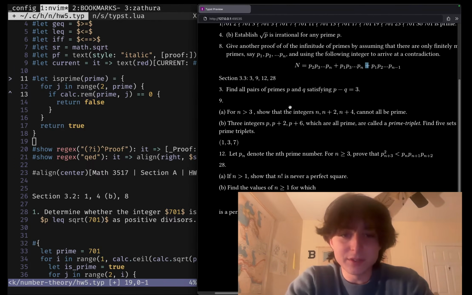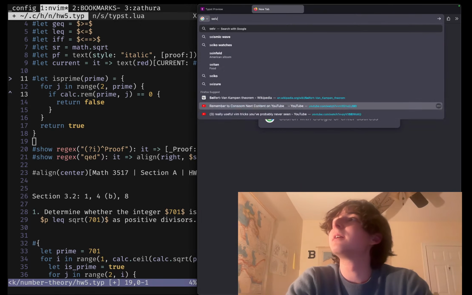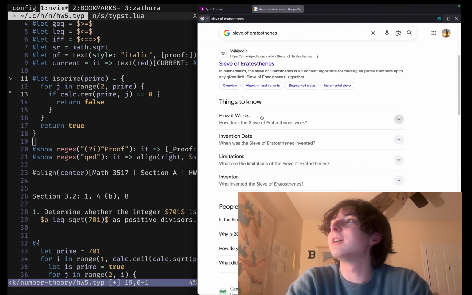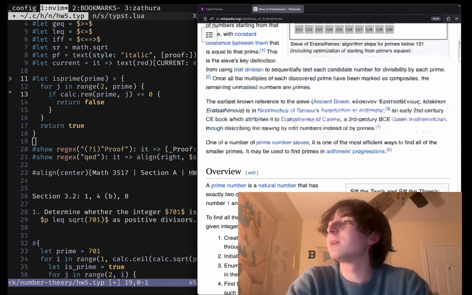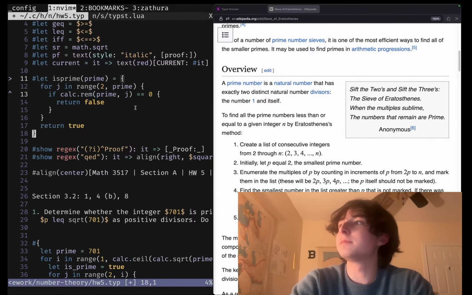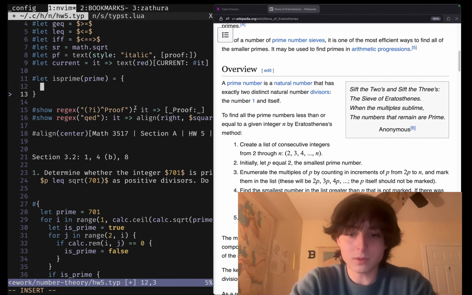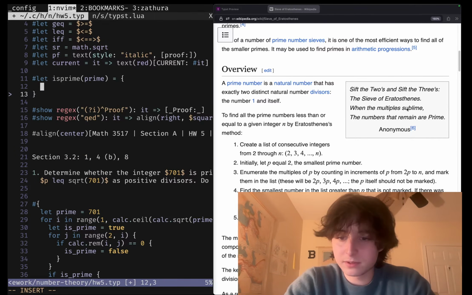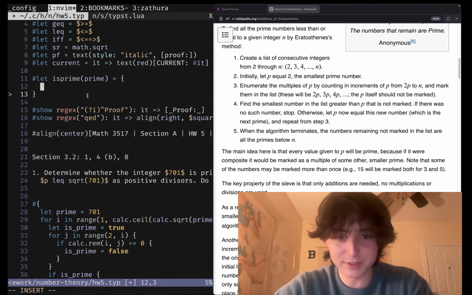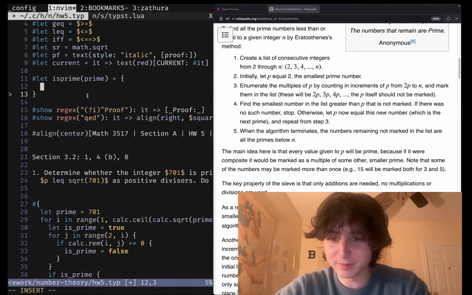All right. Let's do sieve of Eratosthenes. It's been a long time. See if it's that hard to implement. Okay. Create a list of consecutive integers from 2 through n. Initially let p equal 2, the smallest prime integer. Okay, let's do this. Square root time complexity. That's way better than n squared time complexity, which matters for the performance of this PDF. I have to re-render this every frame.